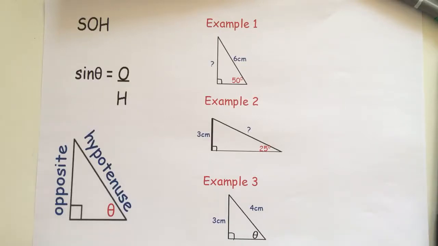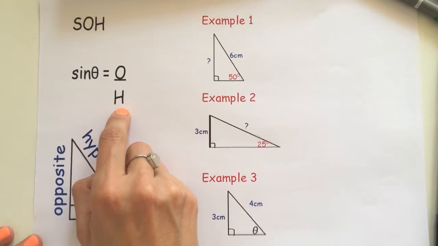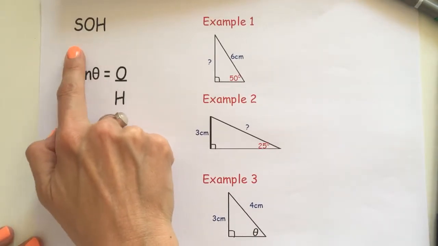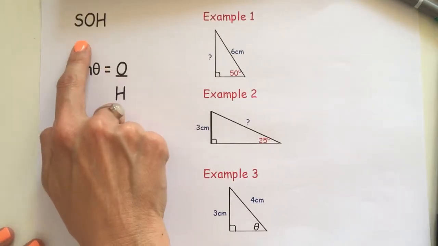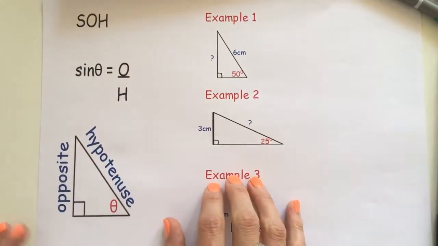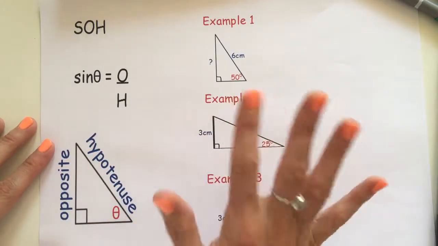This video is going to look at when to use sine theta equals O over H, which I referenced in my previous video. So, sin O H, S O H. Now, we looked at this before and we said that the first thing to do is to label your diagrams.